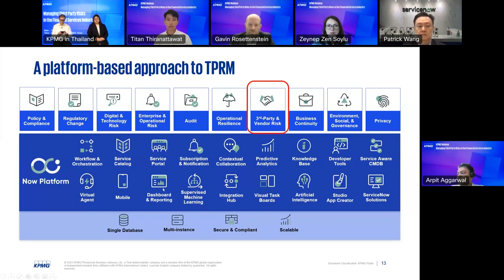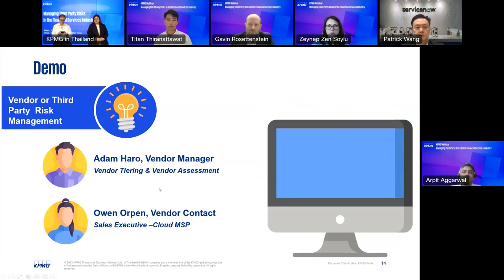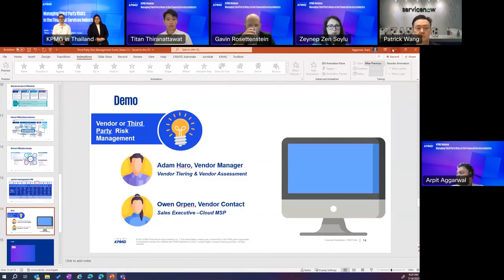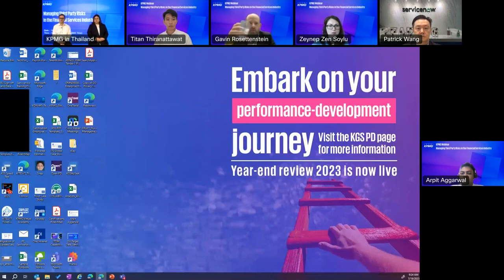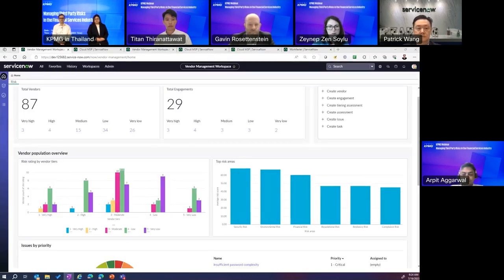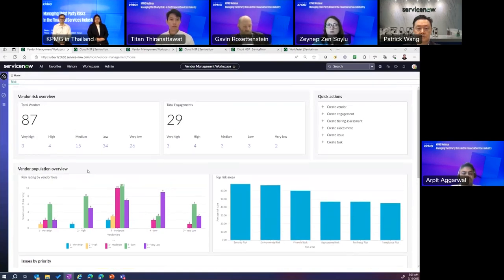All right, before moving on to the demo, we'll be using two personas. One is Adam, who is a vendor manager from the client, and then we have Owen, who is a vendor contact from the vendor, which we are going to use as Cloud MSP. All right, sorry, let me quickly bring in the demo screen. Just bear with me, please. All right, so I hope my screen is still visible, right?